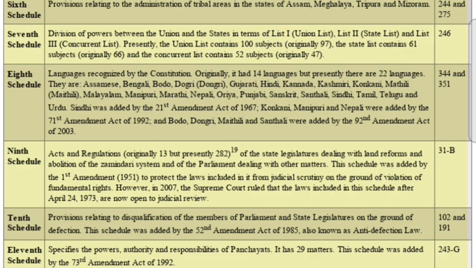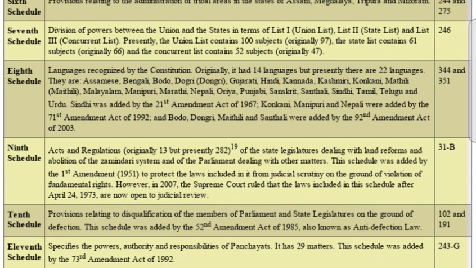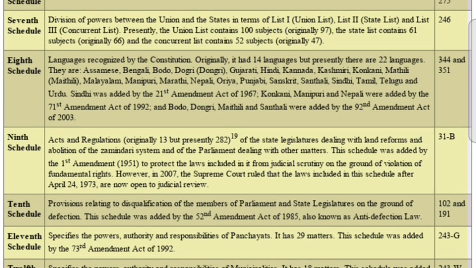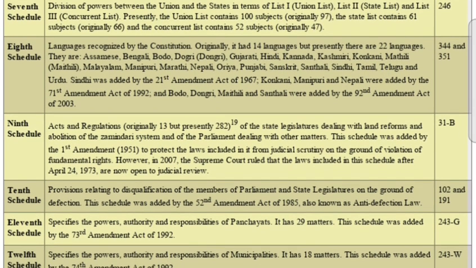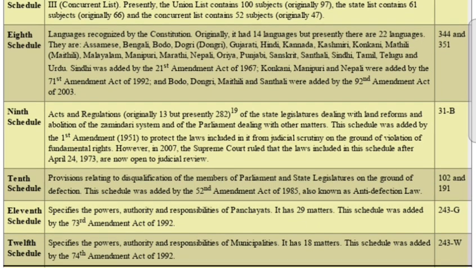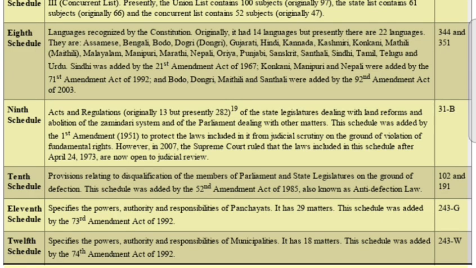Presently, the Union List contains 100 subjects, originally 97, the State List contains 61 subjects, originally 66, and the Concurrent List contains 52 subjects, originally 47. Article 246. 8th Schedule: Languages recognized by the Constitution. Originally, it had 14 languages but presently there are 22 languages.